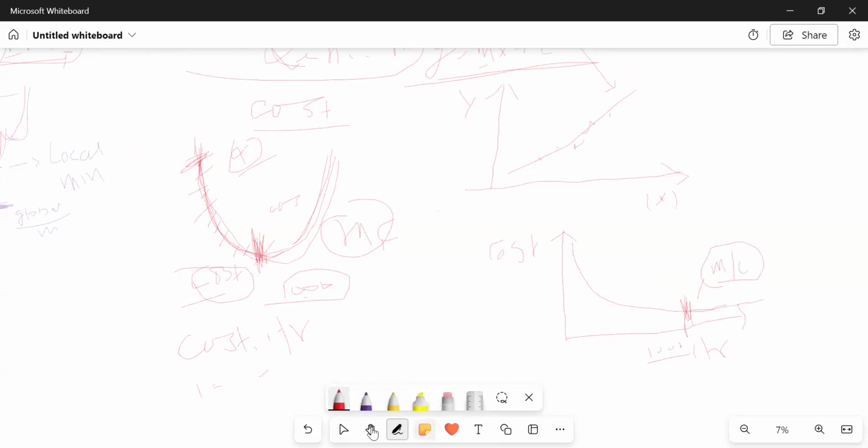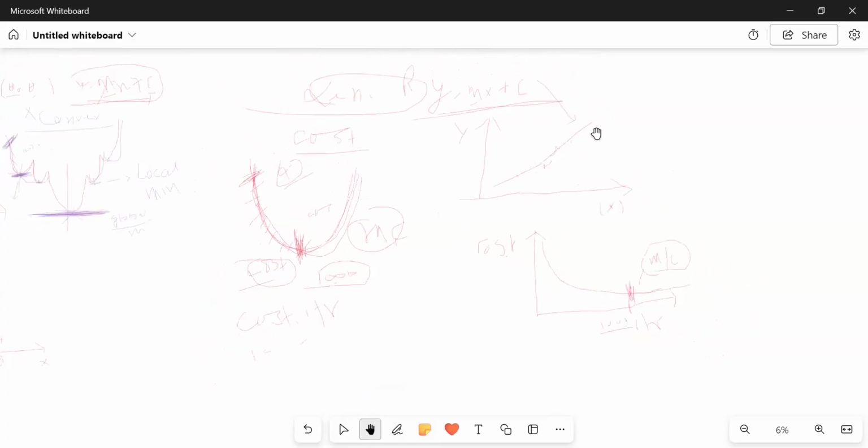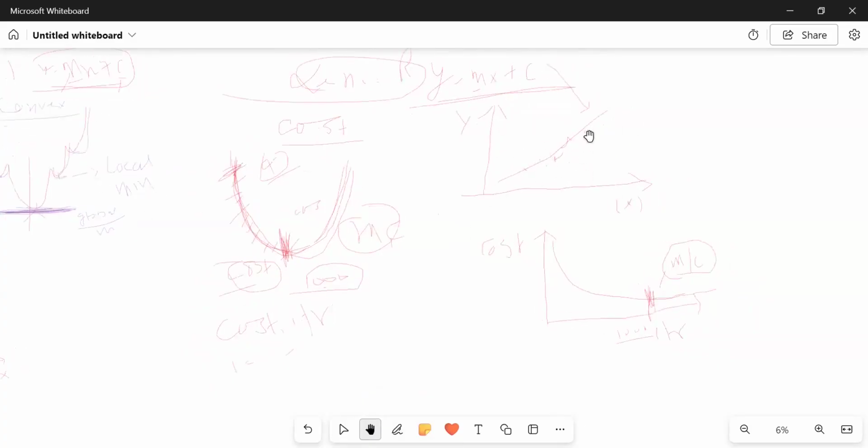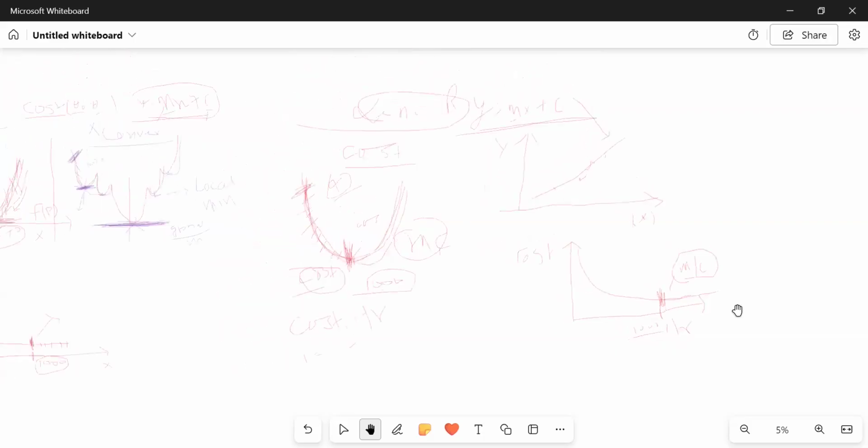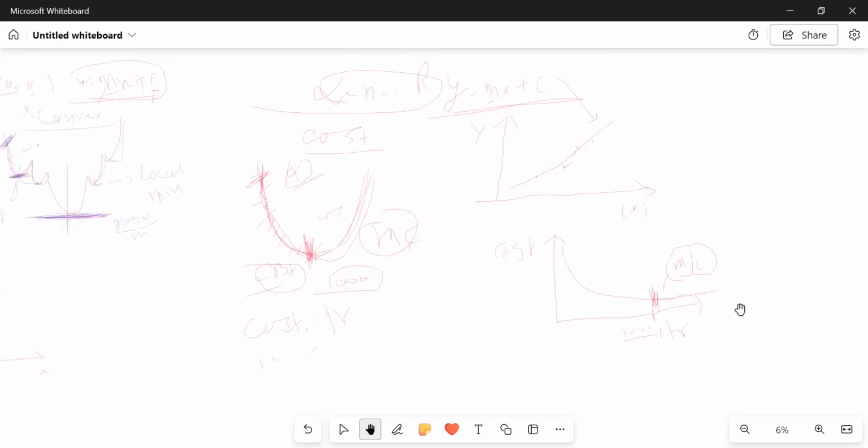You got it now? Yeah, I got it. So this is your real algorithm. This is your cost function, and you apply gradient descent, and you do multiple iterations, and ultimately you have to find the minimum cost, and when you find that value, your model will be more accurate. So this way we train our model. All of this is the training part, we are training the model.